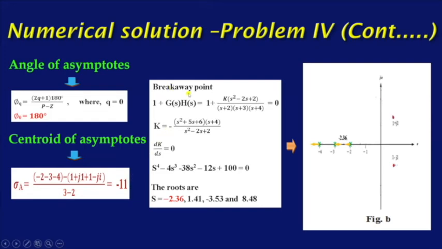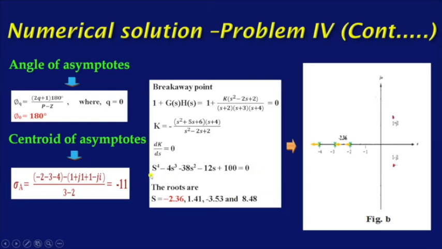Then calculate the breakaway point. 1 plus G(s)H(s) equal to 0. Then find k equal to minus s square plus 5s plus 6 into s plus 4 divided by s square minus 2s plus 2. So find dk by ds, that means differentiate k with respect to s. Then from this equation we get s to the power 4 minus 4s cube minus 38s square minus 12s plus 100 equal to 0.